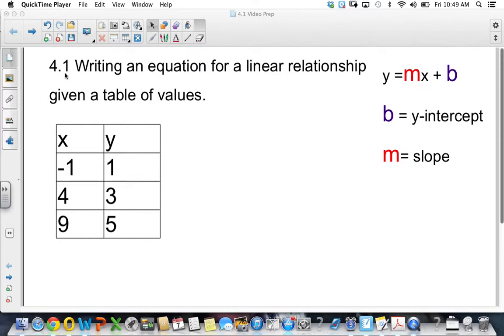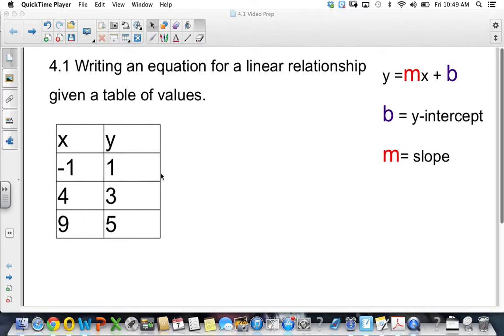I promised to do another example of writing a linear equation given a table of values where the y-intercept wouldn't be given on the table and you would have to find it algebraically. So in this case you can see the table of values. There is no x equals 0, which doesn't mean necessarily that it's not an integer point. It's just not listed on this table.